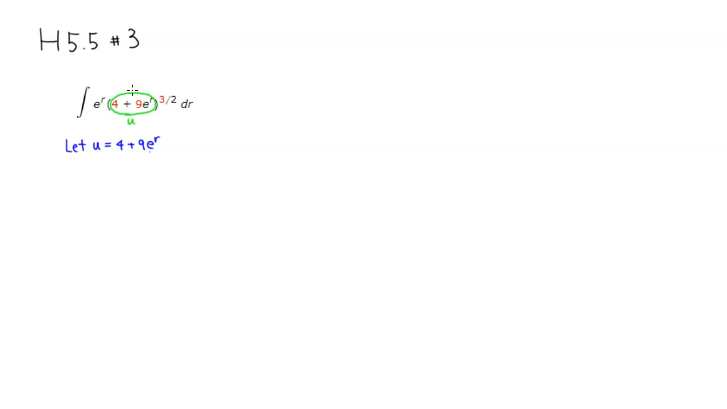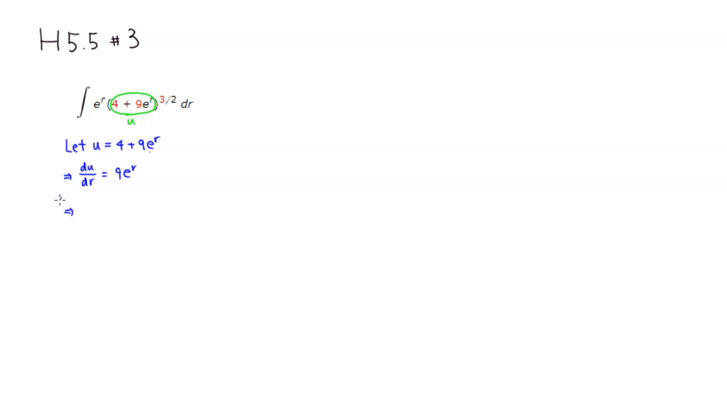Then go through the usual drills. Take the derivative with respect to x. So du over dx is going to be, the derivative of 4 is 0. Derivative of 9 e to the r. Actually, again, I made the same mistake. So the variable is r in this case. You have the derivative of 9 e to the r is 9 e to the r.